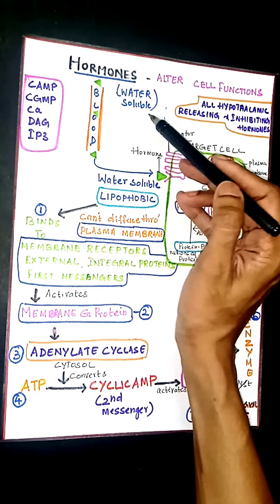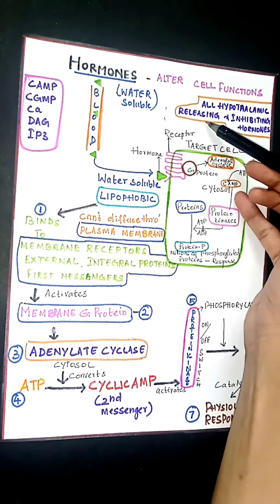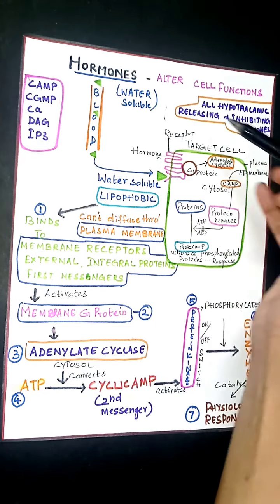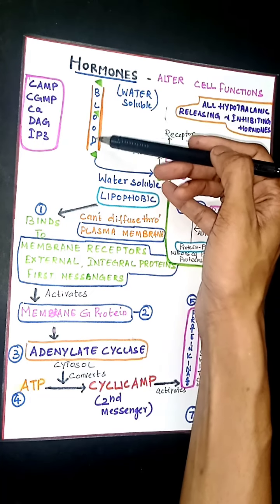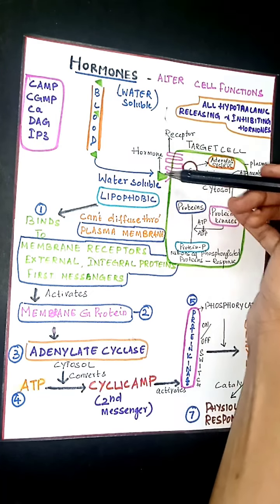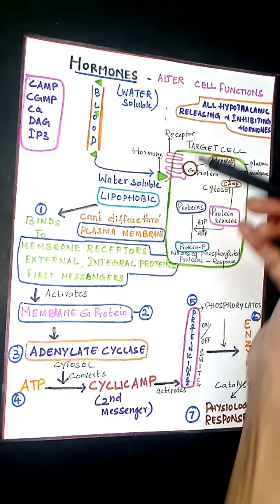Examples of water soluble hormones are all hypothalamic releasing and inhibiting hormones. These water soluble hormones, released from the pituitary gland, travel in the bloodstream and reach the target cell. This is the target cell.